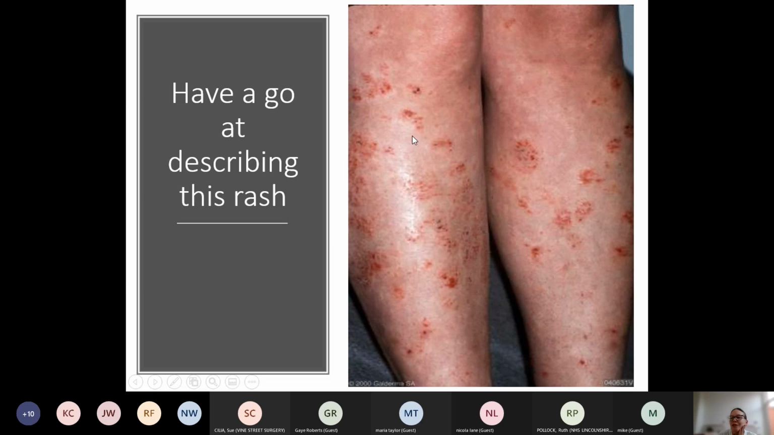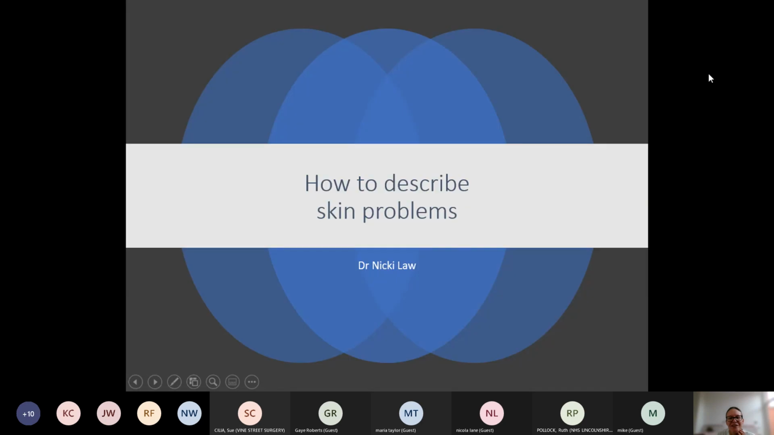Okay, so is anyone happy to say what they might say about this rash if they saw this person's legs? Did you find it difficult? Oh, sorry. That just moved on. Fine. I think maybe you don't want to share because it was a difficult thing to do.